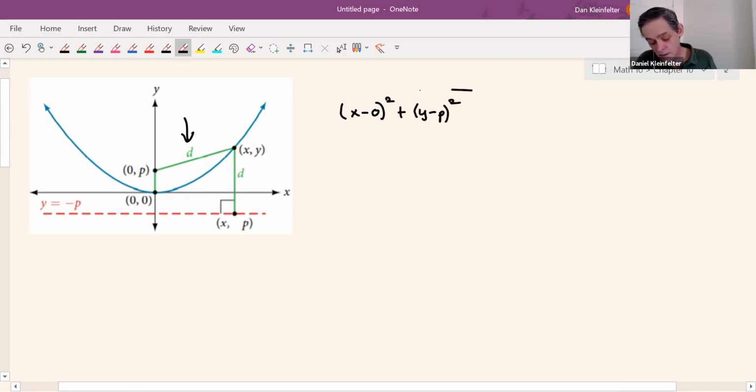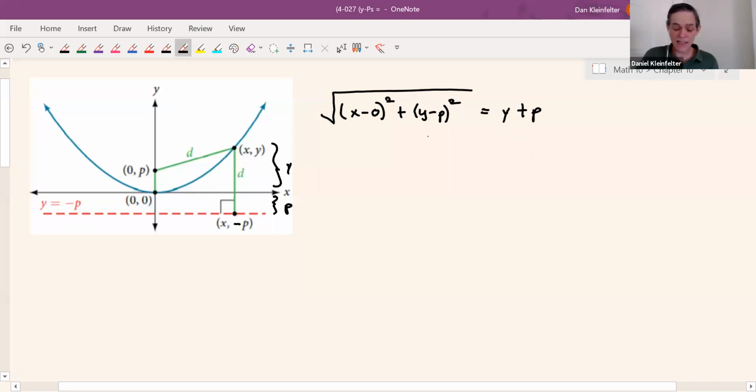That's squared. We'll take the square root of that. That's the first of those distances. And then the second one, the distance from the point down to the x-axis is y, right? Then we're going further. We're going down to minus p, right? And so this distance is p. So altogether, that distance is y plus p. Okay, so then the second distance is y plus p.